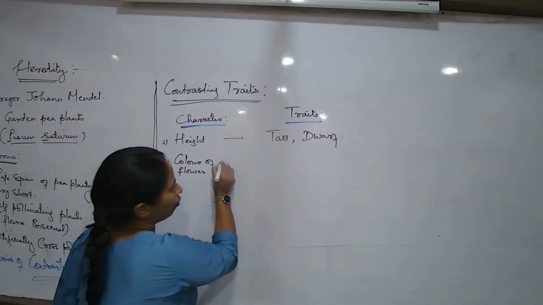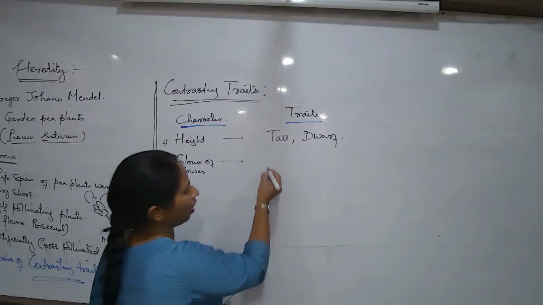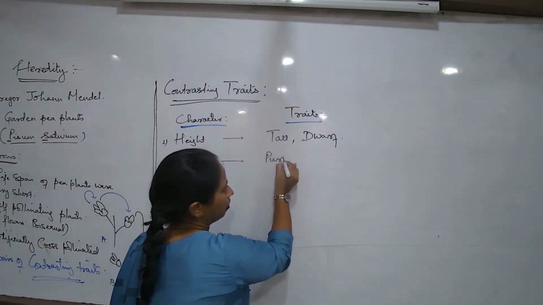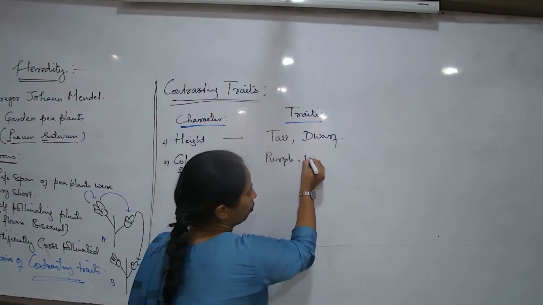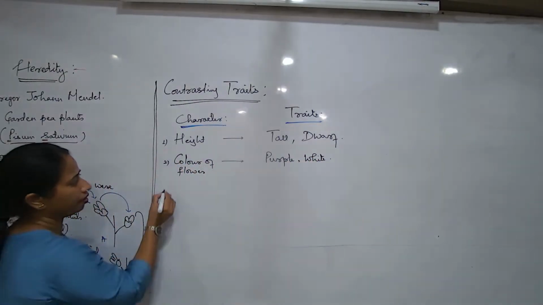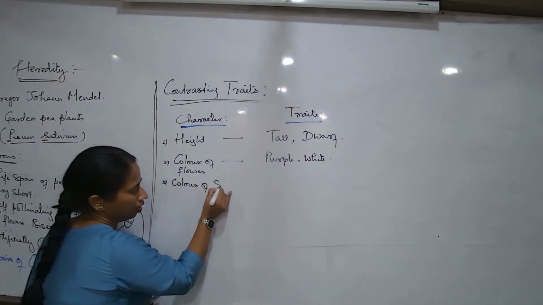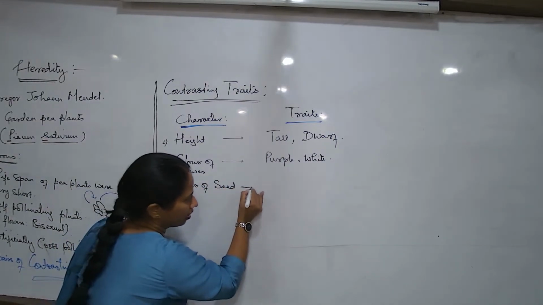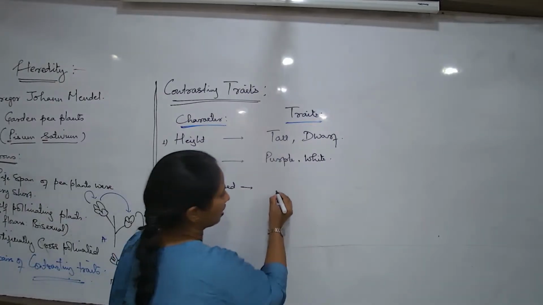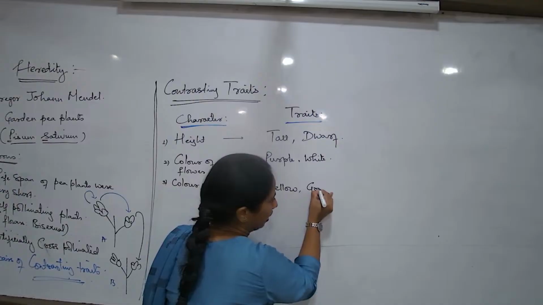All of you will note this down in the form of a table. Color of the flower. What are the colors? Purple and white. Third, color of the seed. Color of the seed is yellow and green.